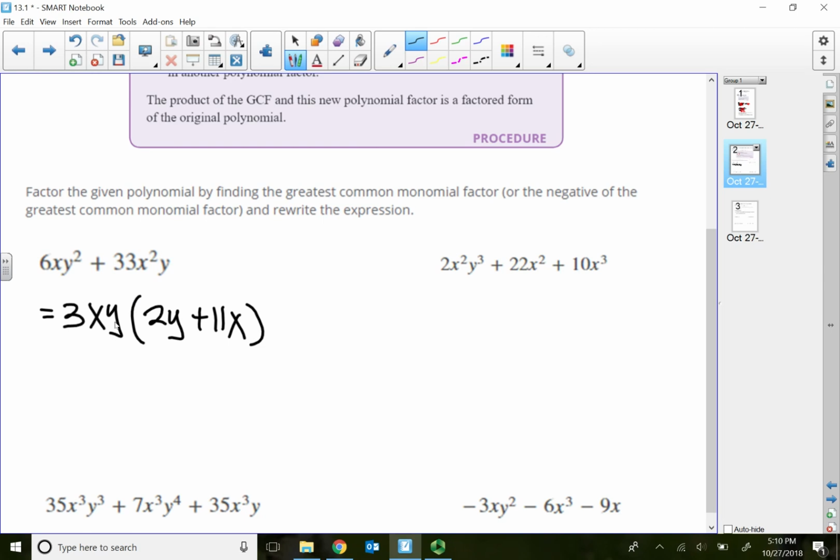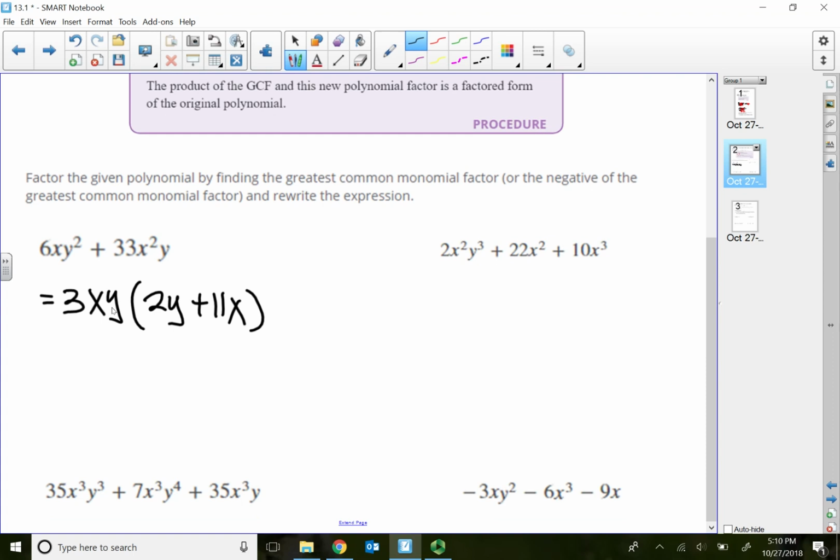Right now my answer looks like a multiplication of polynomials where I can do distribution. So factoring is basically the opposite of what we learned before back in module 12. It is very important that we understand that after we finish factoring, the answer is only one term. The answer has one term because this becomes multiplication between multiple factors.